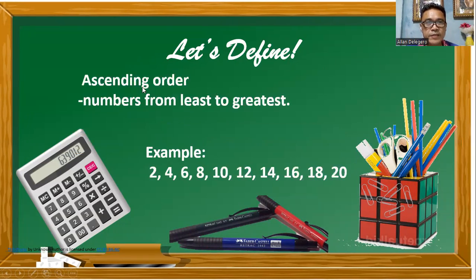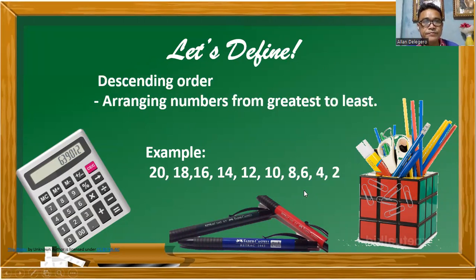So we have here ascending order, numbers from least to greatest. Example 2, 4, 6, 8, 10, 12, 14, 16, 18, 20. Descending order, arranging numbers from greatest to least. Example 20, 18, 16, 14, 12, 10, 8, 6, 4, 2.